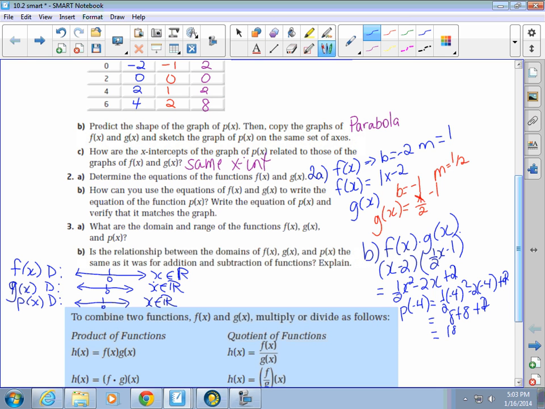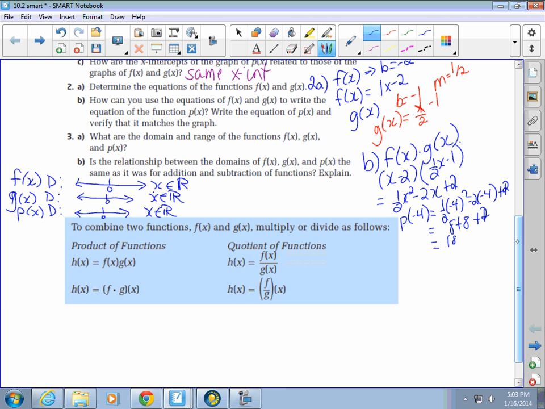So our rules, or guidelines, for combining functions through multiplication and division are similar to the addition and subtraction ones. If you're finding a new function h of x, you can find it by multiplying two functions together: f of x times g of x. Another way to write that is f times g of x. It means the same thing. If you're doing quotients, then you're dividing two functions, so f of x divided by g of x. You can rewrite that as f divided by g of x.